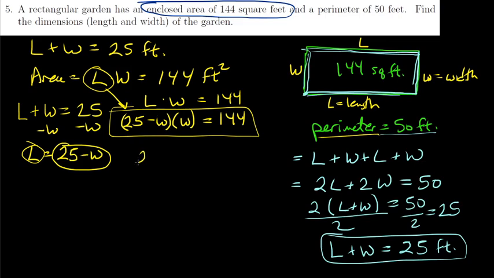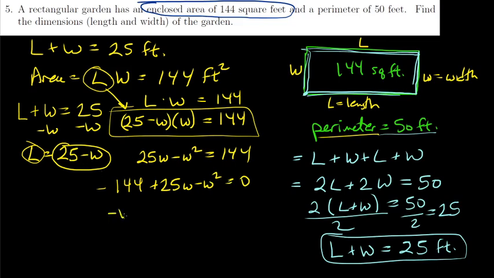Expand it out, multiply it out. We get 25W minus W squared equals 144. If you want it to equal 0, you subtract the 144 from both sides. So negative 144 plus 25W minus W squared equals 0. And this looks backwards, so I'll put the negative W squared in front, plus the 25W minus the 144, and that's still equal to 0.